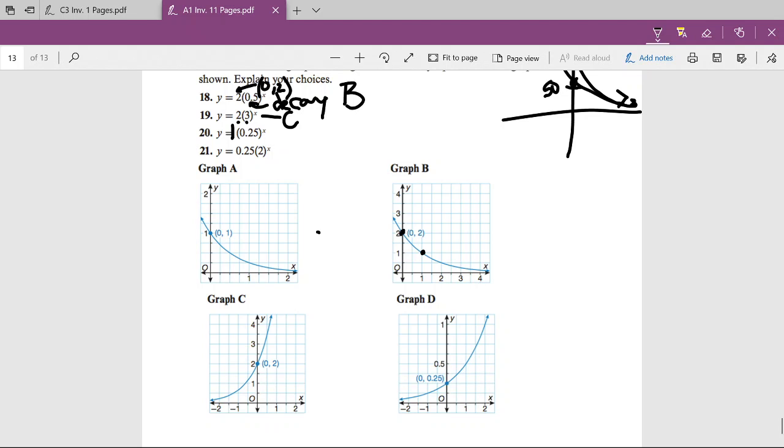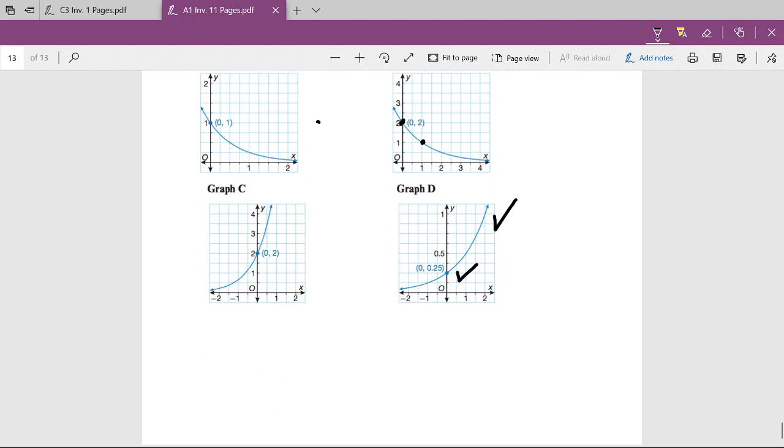And is it decay? Yes. Our equation shows decay because we have less than 1 in our decay rate. So we would say graph A is for number 20. And let's just check to make sure that 21 is graph D. Do we start at a y-intercept of 0.25? Yes, we do. 2 gives us our either growth or decay. Since it's greater than 1, it's growth, and we do have growth with graph D.